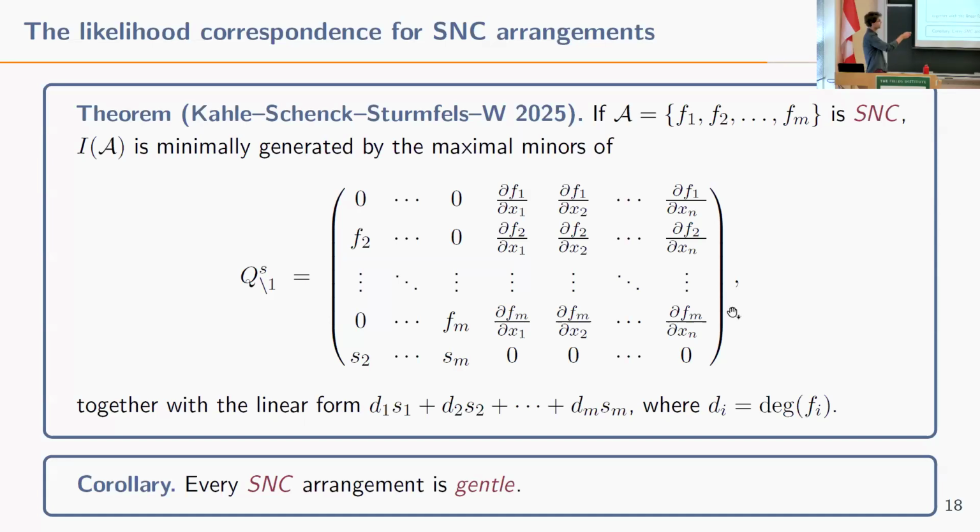Okay. And it turns out the maximal minors of this matrix generate my likelihood ideal, together with another linear form that includes all the s variables. So if you know about derivations, then this linear form here is related to the Euler derivation, which always appears in the derivation module. Okay. So corollary, all SNC arrangements are gentle.